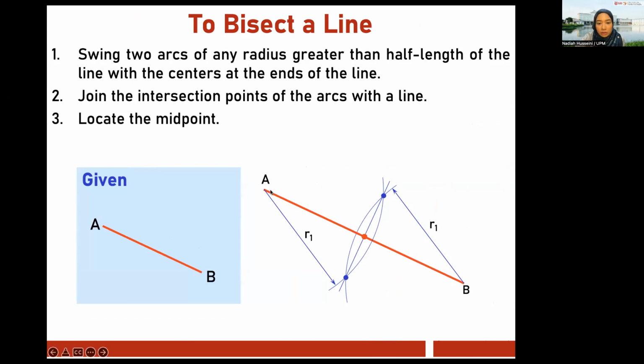And then with your exact R1 here, you start from point B and make another arc. You connect the two arcs' intersections together, put your triangle over here, and you get your midpoint. This is very, very accurate. You can try it yourself if you have a triangle at home or at your hostel. So this is another way of getting the midpoint without measuring and dividing by 2. You can use your compass.